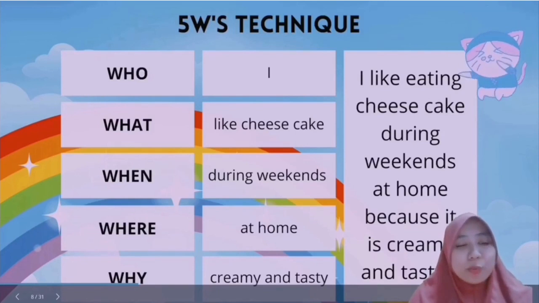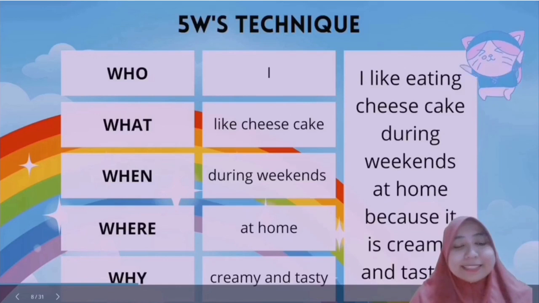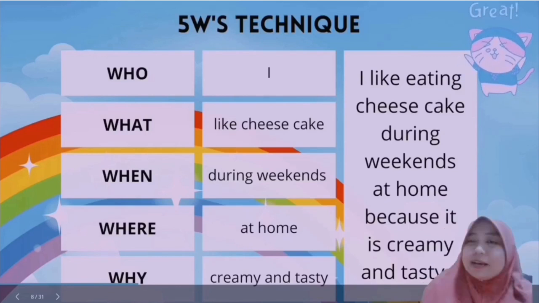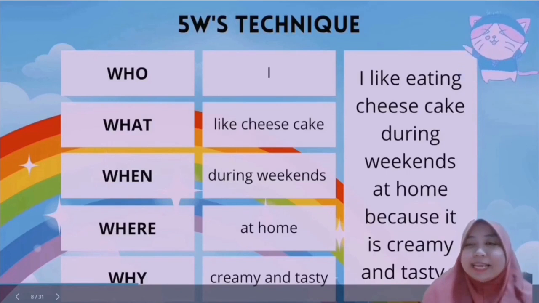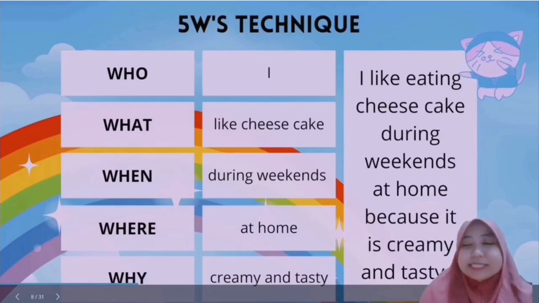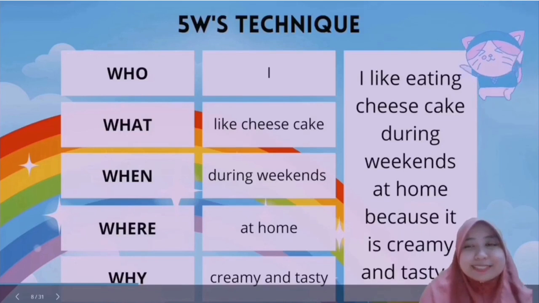For when, we selected during weekends. For where, we selected at home. And for why, we selected creamy and tasty. So our sentence becomes, I like eating cheesecake during weekends at home because it is creamy and tasty. Here you are, we have got one long sentence using the 5 W's technique.